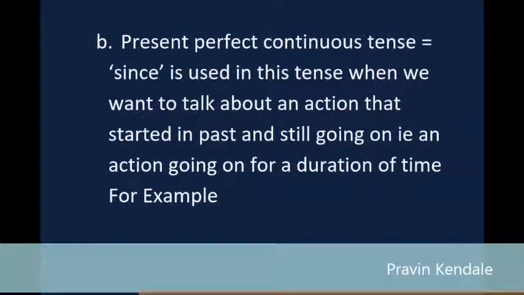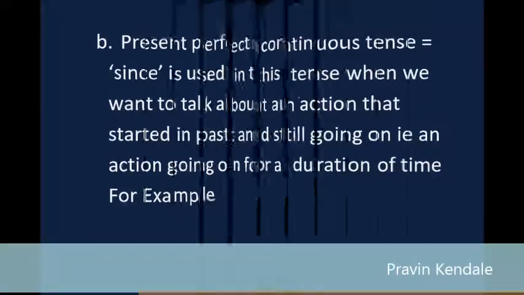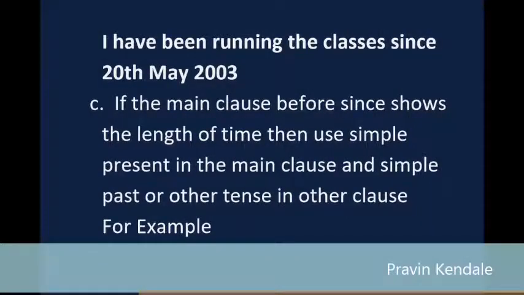B. Present perfect continuous tense. Since is used in this tense when we want to talk about an action that started in past and is still going on, i.e. an action going on for a duration of time. For example, I have been running the classes since May 20, 2003.